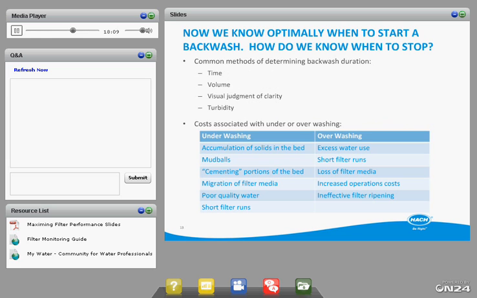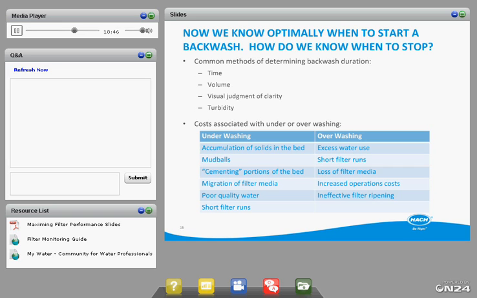There are certainly costs associated with underwashing or overwashing a filter. On the underwashing side, there can be an accumulation of solids within the bed, and this can create things such as mud balls or cementing portions of the bed, where some portions of the bed essentially become offline because no water can pass through them, thus reducing the throughput capability of the filter and leading to shorter backwash cycles. And of course, with filters in general, when you don't have a filter that's performing, that can certainly affect the quality of your water.